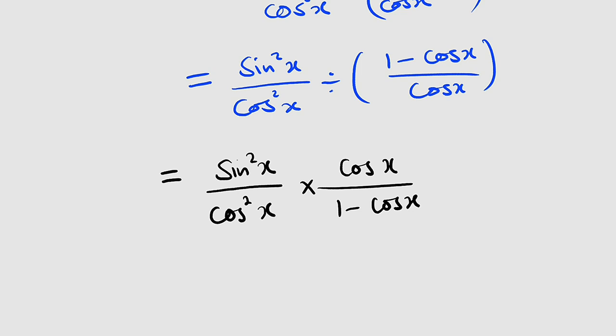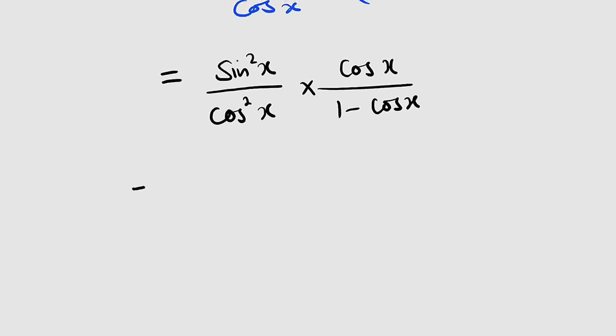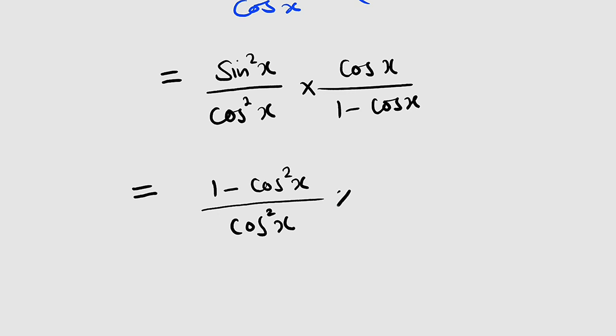You can see that almost all of these terms are written in terms of cosine x. Why wouldn't we just transform this in terms of cosine²x? Remember, sin²x plus cosine²x is equal to 1. Therefore, sin²x will be equal to 1 minus cosine²x, right? So we say that this is 1 minus cosine²x divided by cosine²x multiplied by cos x divided by 1 minus cos x.